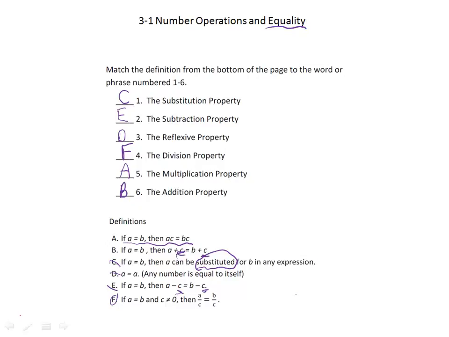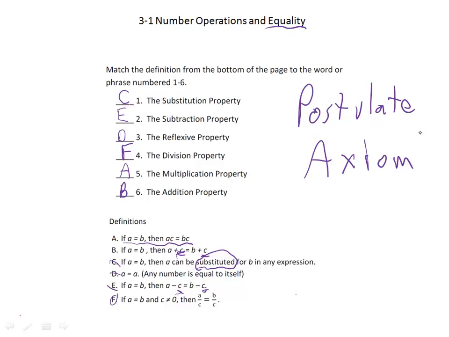Alright, that's the number operations and equality video. Oh, one other thing I should mention about this. You know the word postulate, and I believe this is the lesson where they introduce another word that means about the same thing, and that's an axiom. So if you see that phrase axiom, just remember it's like our postulates. Alright? I think that'll do for 3-1.